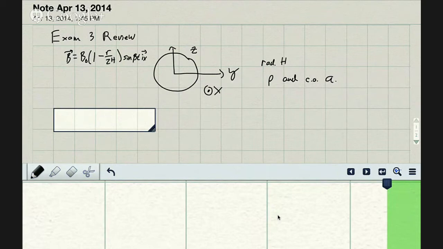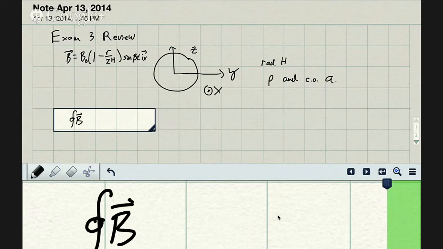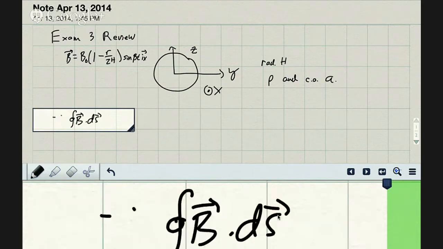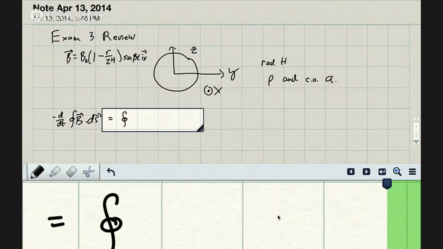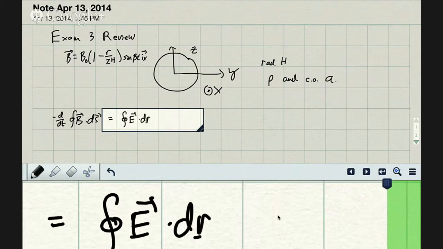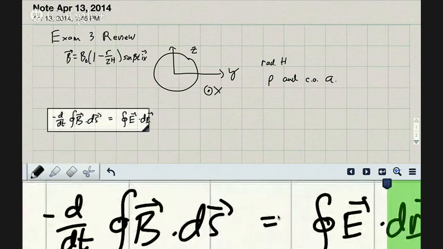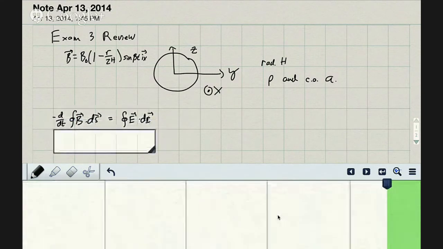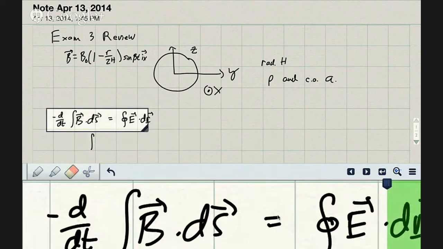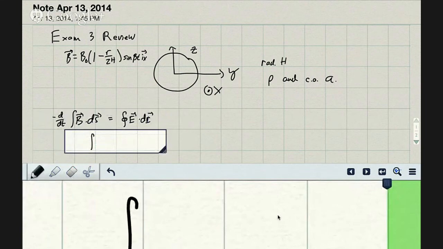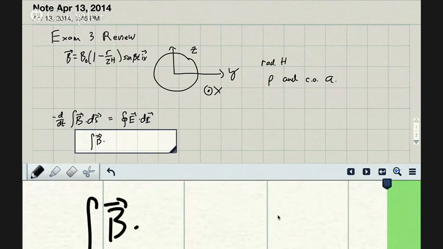The law we want to start with is Faraday's law, which says the change in flux over time through some area is equivalent to the integral of E dot dr around the boundary containing the area. Let's start off with the left-hand side since that seems to be the tricky part. First the integral, which shouldn't have a loop around it. We're just integrating over a flat two-dimensional area. This integral is B dot dS.